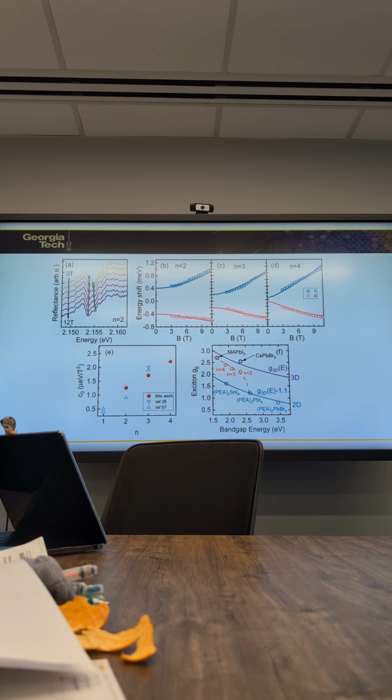Faraday's configuration. Faraday's configuration means that your B, the magnetic field, is parallel to your K, the wave vector of the light, and it's also parallel to the crystallographic axis of the material.